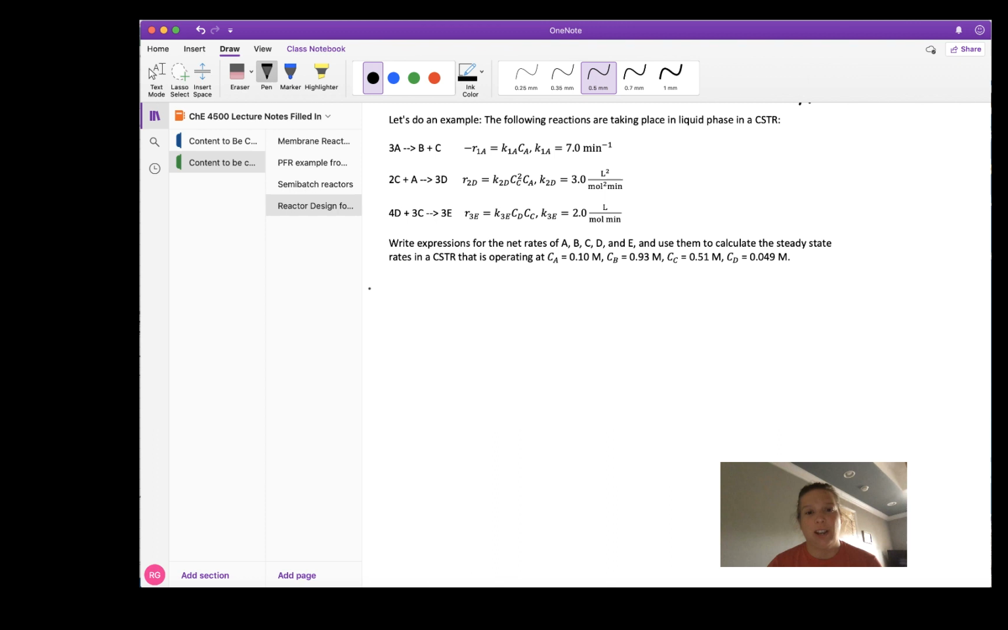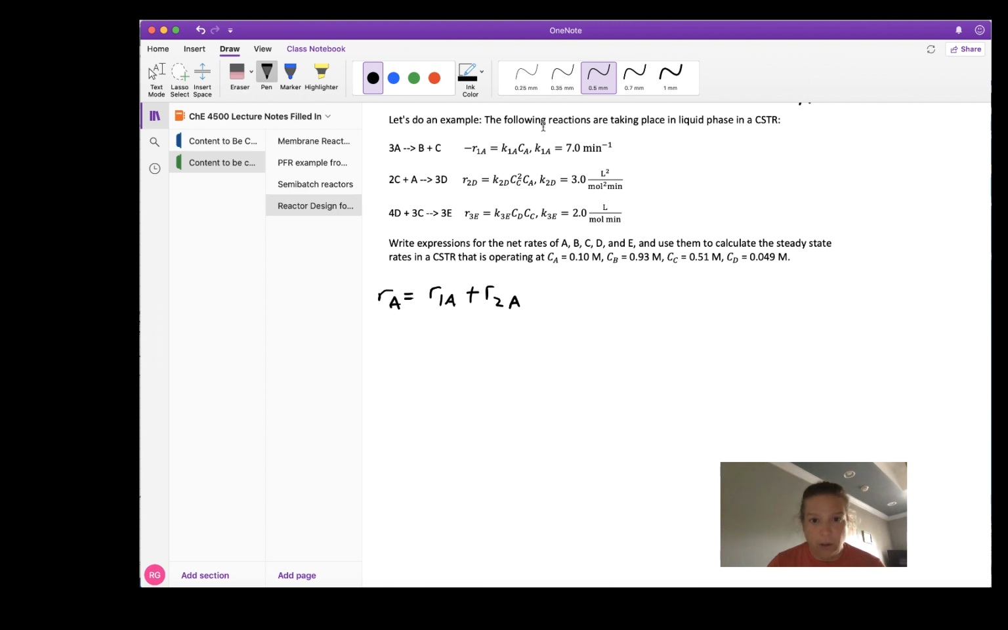And then come back and check against what I got. So for A, I'll say the net rate of generation of A is going to be... A is being reacted away in reactions 1 and reaction 2. So we need to account for A in both of those reactions. So for reaction 1, it's going to be R1A, and then reaction 2, it's going to be R2A.